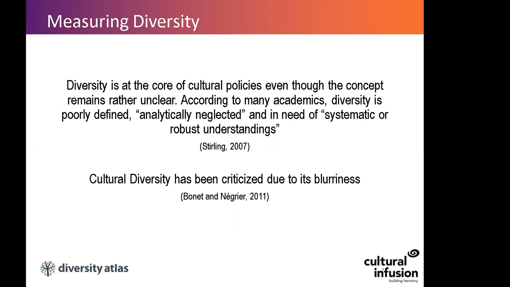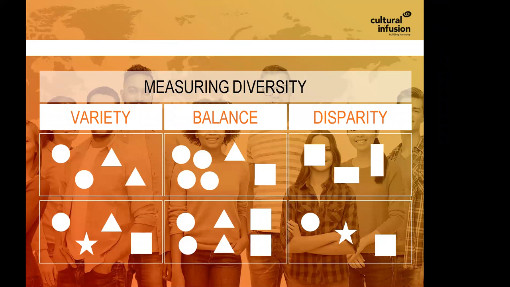Here is a diagram around variety, balance, and disparity. In the top left, where you see 2 circles and 2 triangles, let's say, for example, we had 2 Italian and 2 French languages. And on the bottom, we have Italian, French, Spanish, and Portuguese. Then there's a greater variety of languages in the group on the bottom far left.